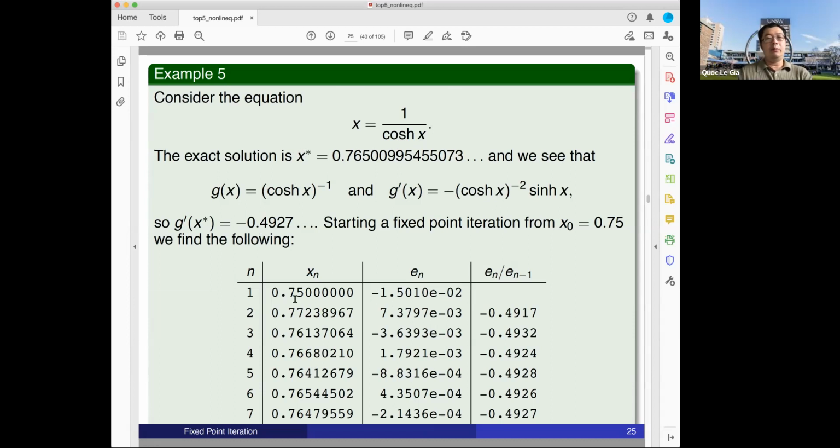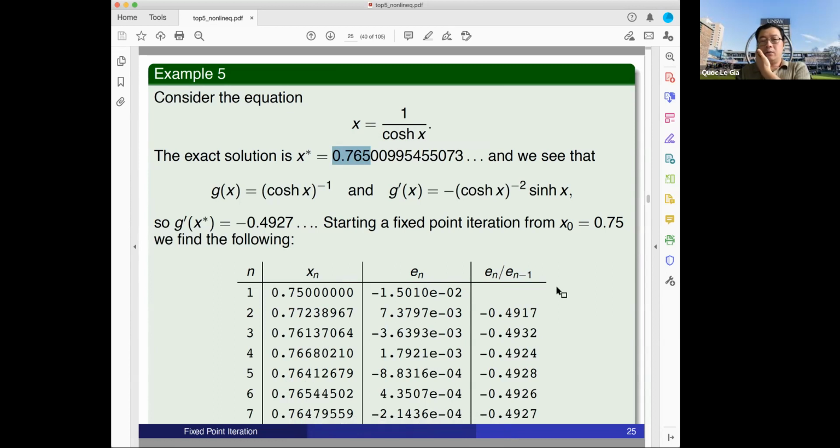If you plug it in, you can see that it converges, so the errors get smaller and smaller, and xn gets closer and closer to the solution. The exact solution is 0.765 something, and after 7 iterations it's 0.764 something already. For example, 4 was the starting point.